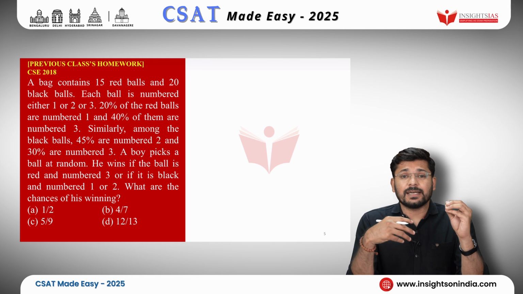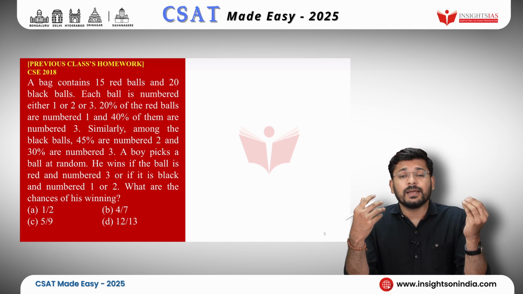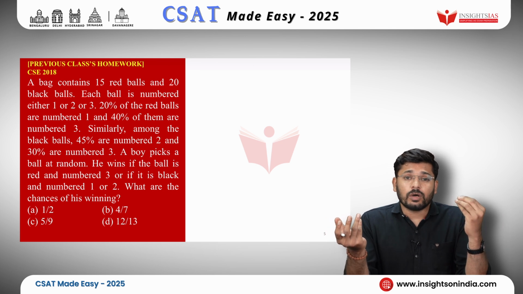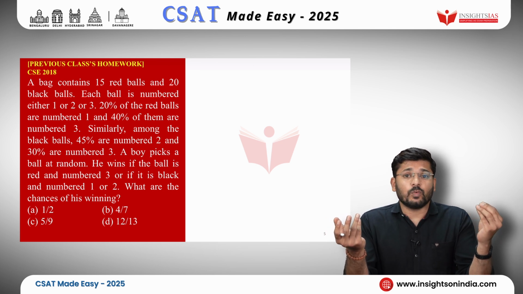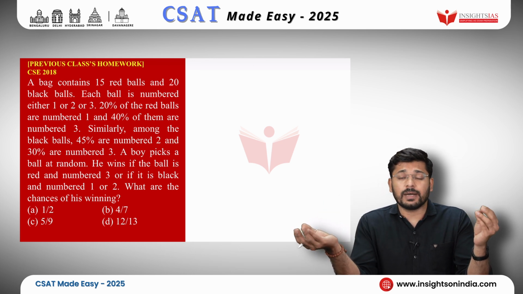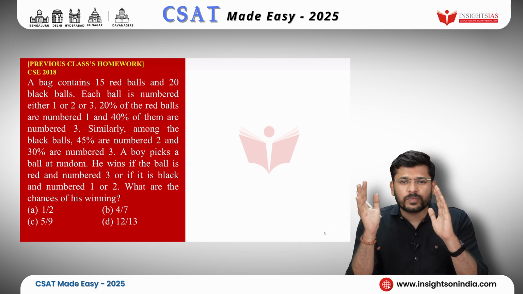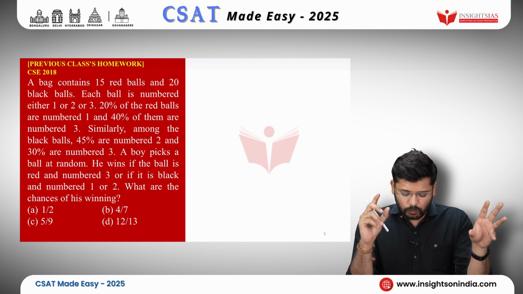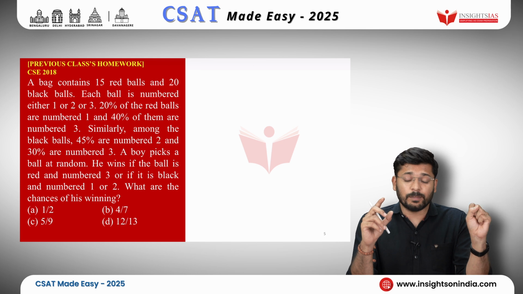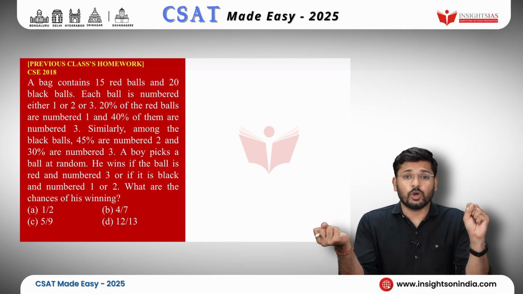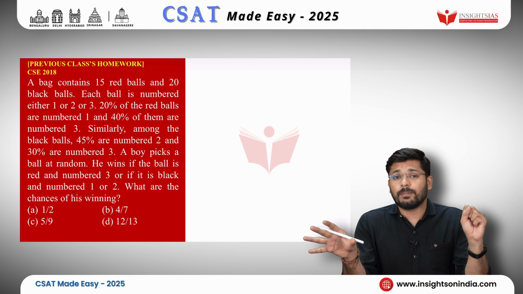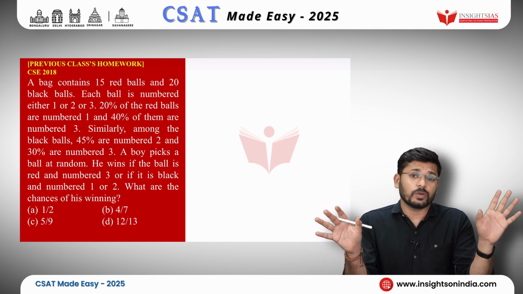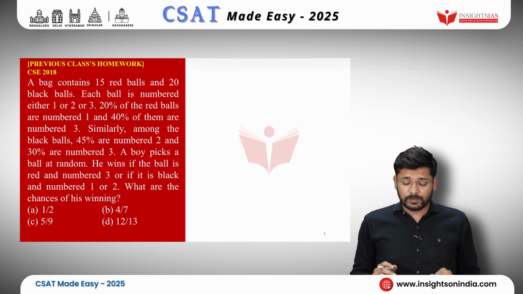Okay, let's get a brief understanding of the question. The question tells us that in a bag there are black balls and red balls. Some of the black balls have been marked 1, 2 or 3, and the same applies for red ones also. So this boy will win if he picks either a red ball which is numbered 3 or a black ball which is numbered 1 or 2. So if it is black, it should be numbered 1 or 2. It should not be numbered 3, and if it is red, it should be numbered 3, not 1 or 2. Only then he will win.